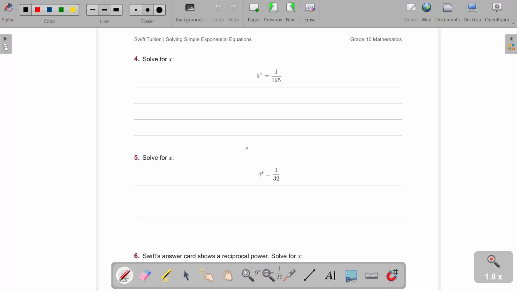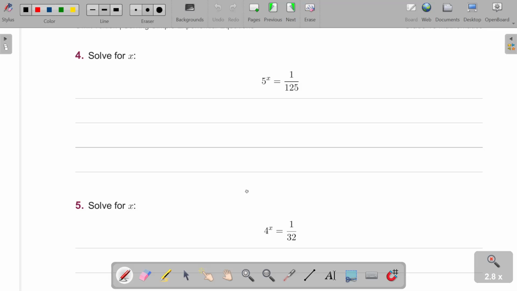Okay, now this is where it gets a little bit trickier, but again, same procedure, write everything as a product of its prime factors. So this is 5 to the power of x, which is being equated to 1 over 125. Now you should know that 125, or you use the shift button on your calculator, 125 is the same as 5 to the power of 3. Now this is not quite where I want to be, but we're close.